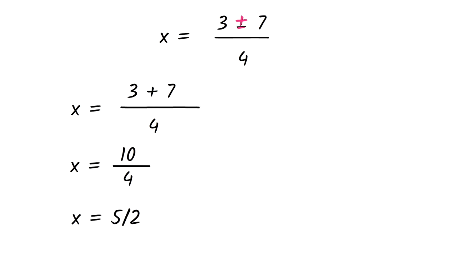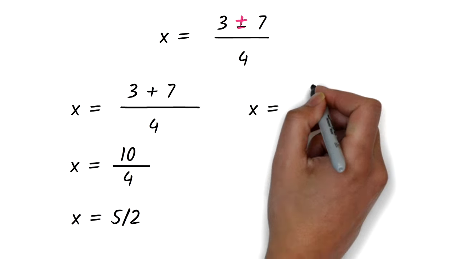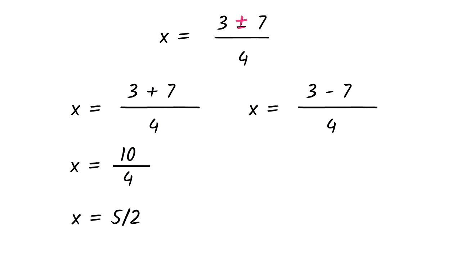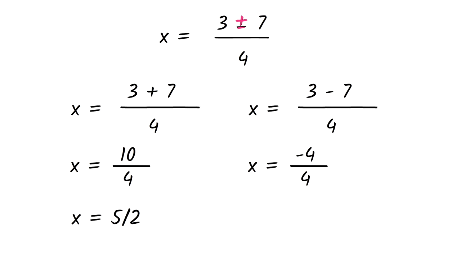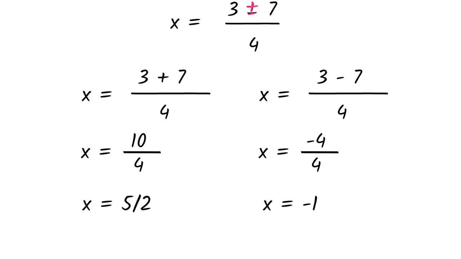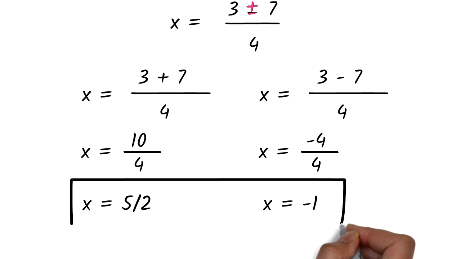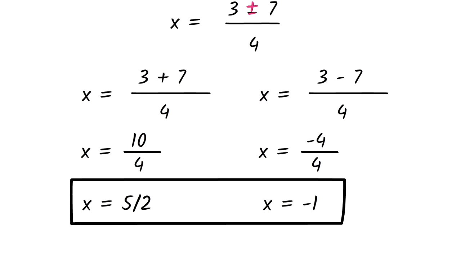Next, we solve the minus part. We have x equals 3 minus 7 over 4. 3 minus 7 is -4. This is -4 divided by 4. This will give us x equals -1. So our answer is x equals 5 over 2 or x equals -1.